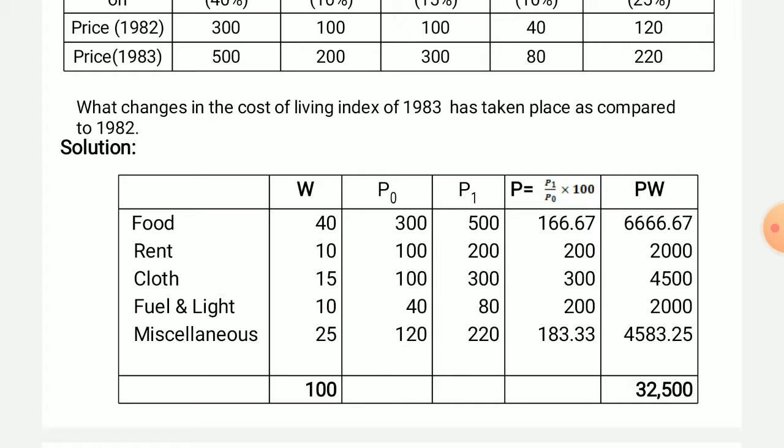Now take P into W is equal to PW. 166.67 into 40 is equal to 6,666.67. 200 into 10 is 2,000. 300 into 15 is 4,500. 200 into 10 is 2,000. 183.33 into 25 is 4,583.25. Therefore, sigma PW is equal to 32,500 and sigma W is equal to 100.